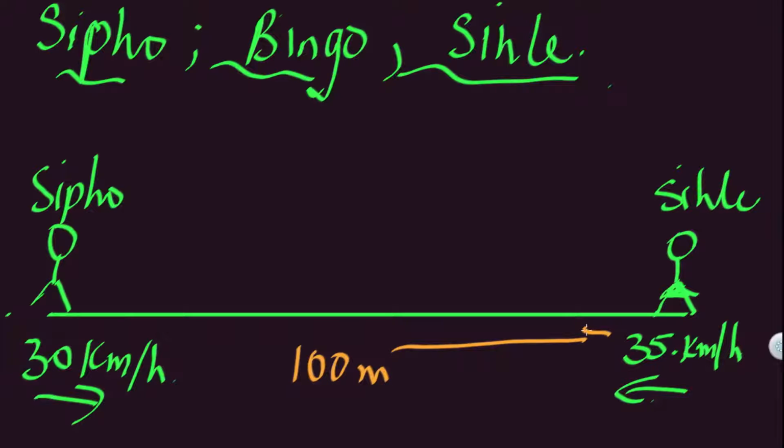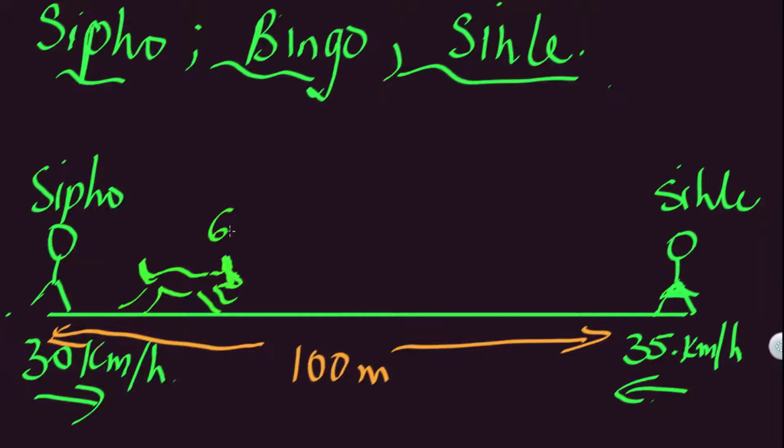We are told in our question that they're standing 100 meters apart, but in between them there is a dog that is running. Our dog is called Bingo. So Bingo is here. Let me draw Bingo. Here's a head, obviously, and some big dog ears. There's Bingo and his legs. He's running quite fast. Anyway, Bingo's speed is 60 kilometers per hour. It's quite a fast dog.